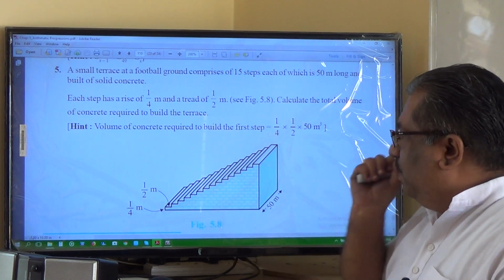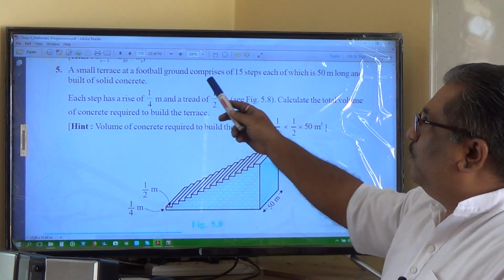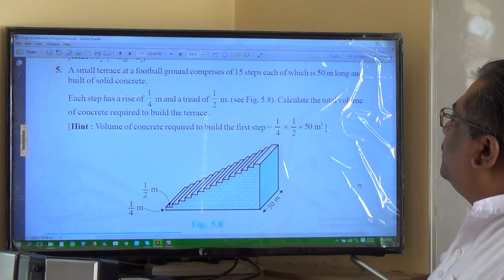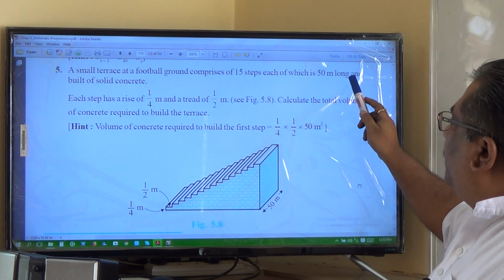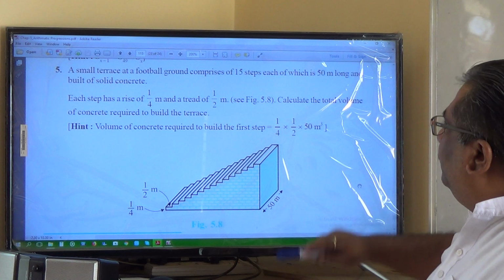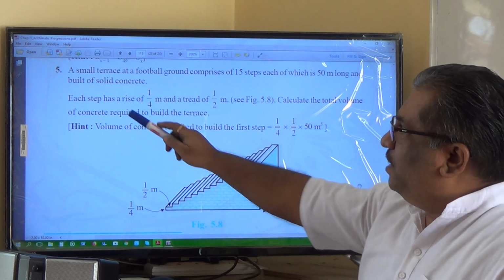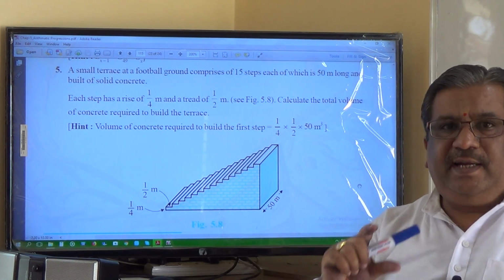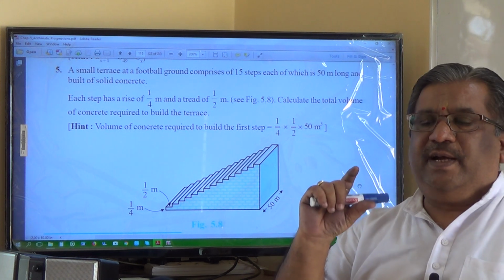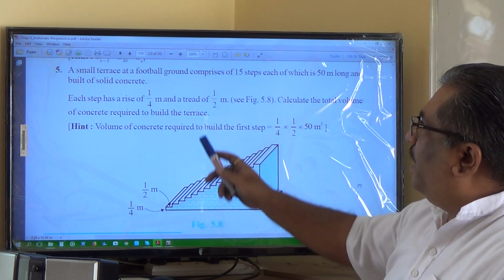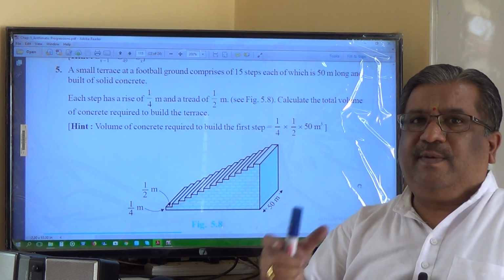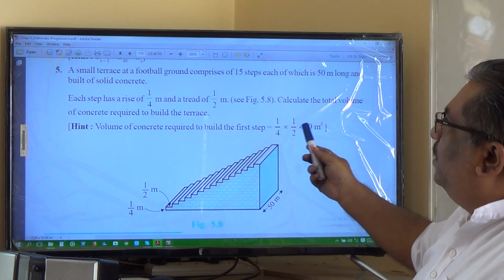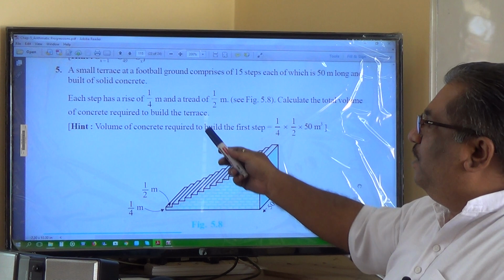Here last one, very interesting question. A small terrace at a football ground comprises of 15 steps totally, each of which is 50-meter long. This is the length of each step, L, built of solid concrete. Each step has a rise of 1/4 meter, meaning the height of each step is 1/4 meter, and a tread of 1/2 meter. A tread means the width of each step is 1/2 meter. Calculate the total volume of the concrete required to build the terrace.